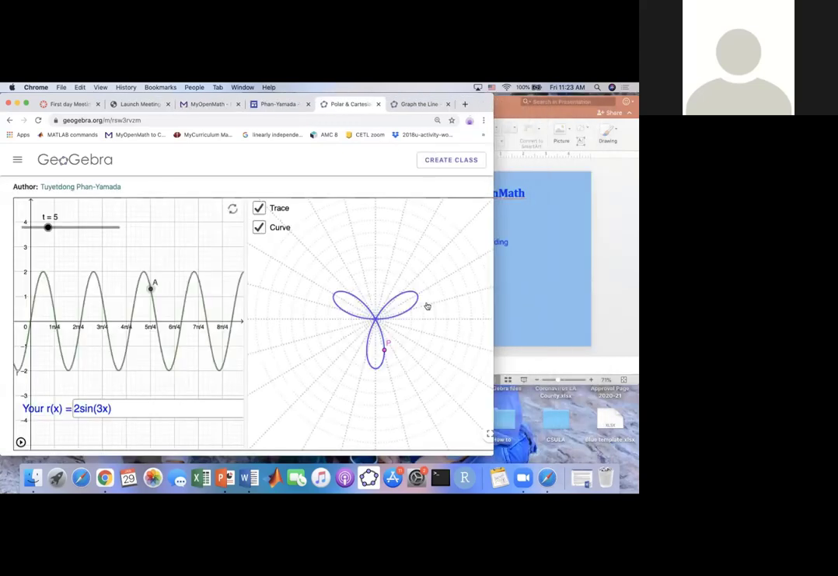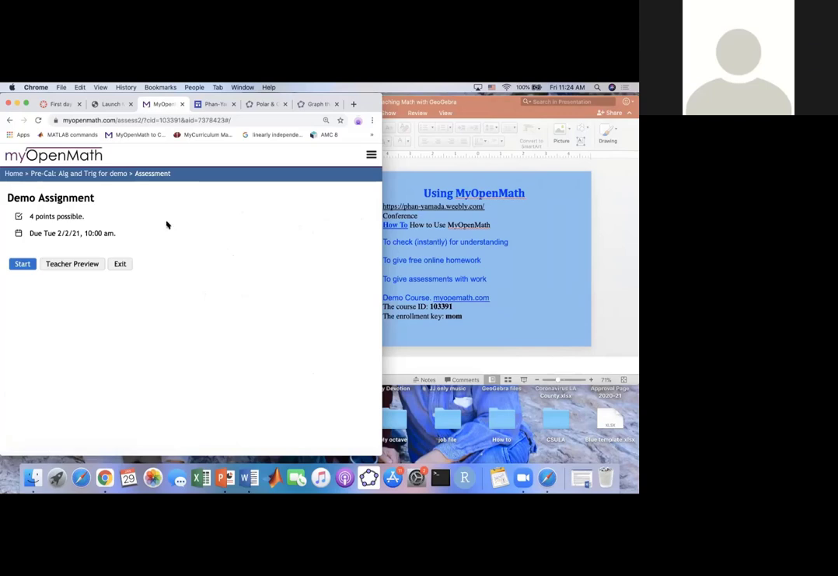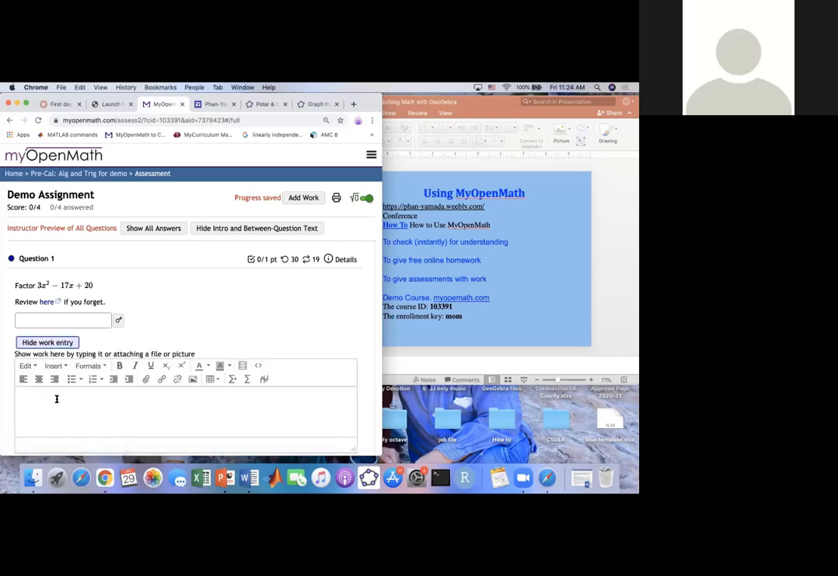So my course ID right there, so you can see. And then you're gonna go here, let's try to do the first assignment, the demo right here. When you open this assignment, I have my student do like this. I show them a problem right here for this one. Okay, so how do you factor? I show them how to do all of that.